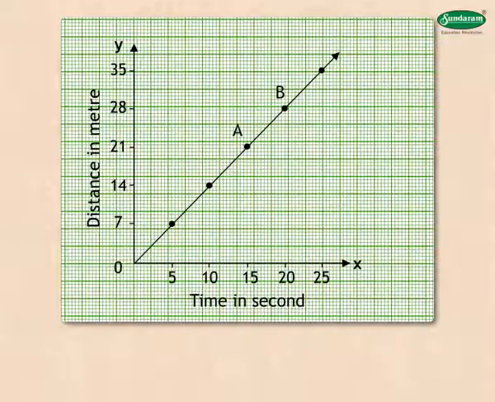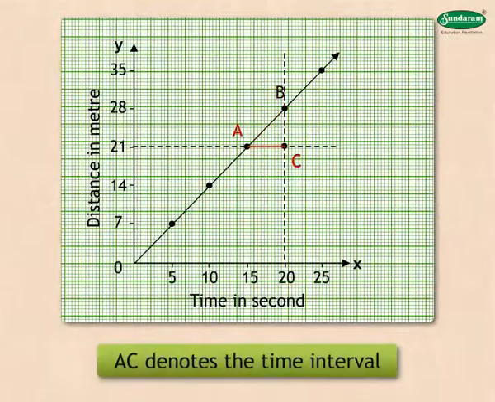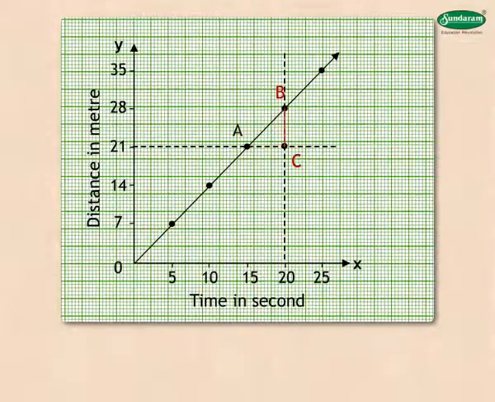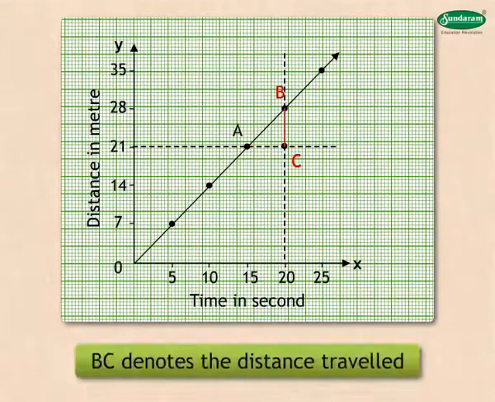Then draw a line parallel to the x-axis from point A and another line parallel to the y-axis from point B. These two lines meet at a point C to form triangle ABC. What does AC denote on the graph? AC denotes the time interval. What does BC denote? BC denotes the distance travelled.